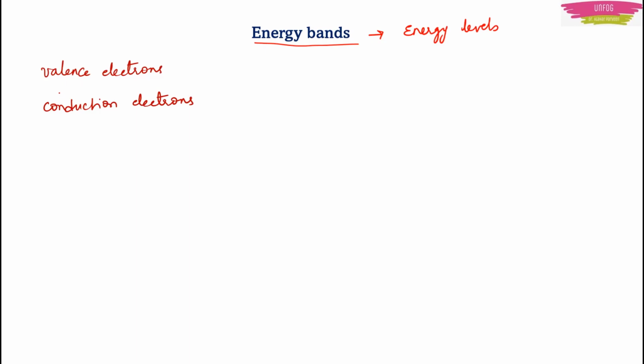Now, there are two types of electrons, we know it. They are valence electrons and the second is the conduction electrons. Now, what are valence electrons? Valence electrons are those electrons which are in the outermost shell of an atom. Then what are conduction electrons? Conduction electrons are those free electrons which conduct electricity, isn't it? Now, there is one band which contains valence electrons. That band is known as valence band. And the band which contains conduction electrons is known as conduction band.